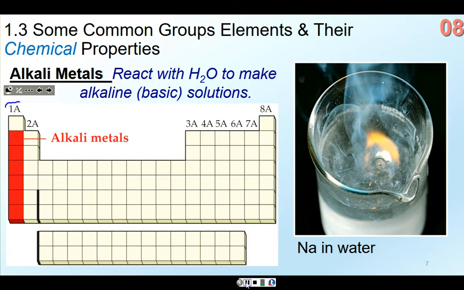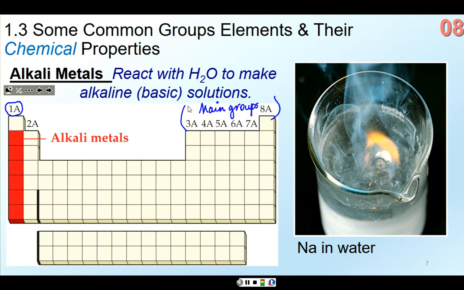1A is one symbol, or set of numbers. Sometimes you'll see the numbers that are 1 through 18, and the simpler set of numbers is to just describe them as 1A, 2A, 3A, 4A, 5A, 6A, 7A, 8A. That's for the main groups. When we're numbering the main groups, we can number them with numbers up to 8 with A after them.